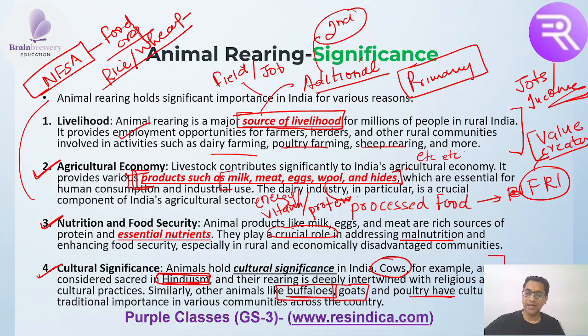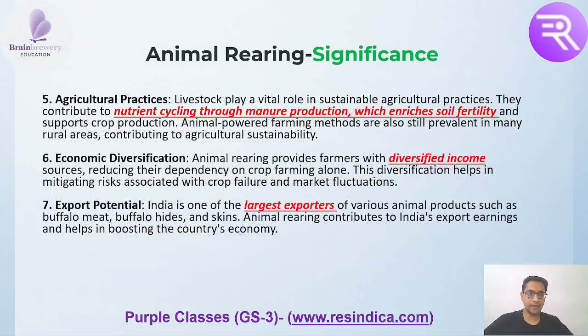In some places, goat is being utilized during the time of Eid, when the Muslim festivals are coming. Okay, then they used to sacrifice the goat. So again, this has a cultural significance for the Muslim community. So there are a lot of animals which have a highly religious and cultural significance. Then agriculture practices.